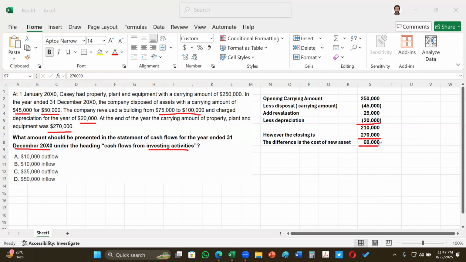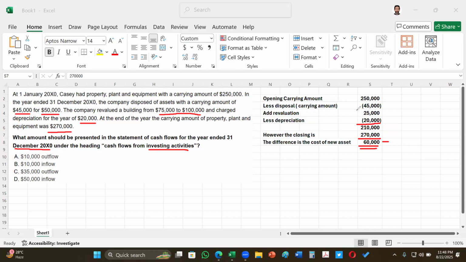So the difference between 210 and 270 is the 60,000 that we paid. So this is a negative cash flow. We're not trying to calculate the cash flow here, because I'm not making the cash flow statement. I'm just making the T account of the asset.